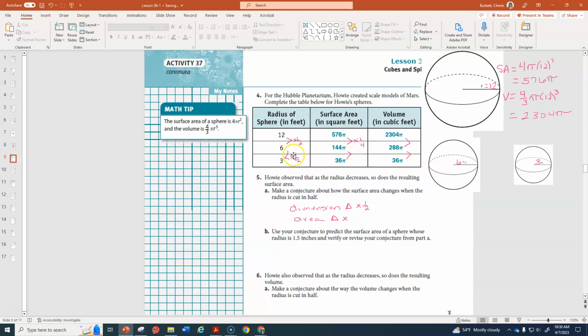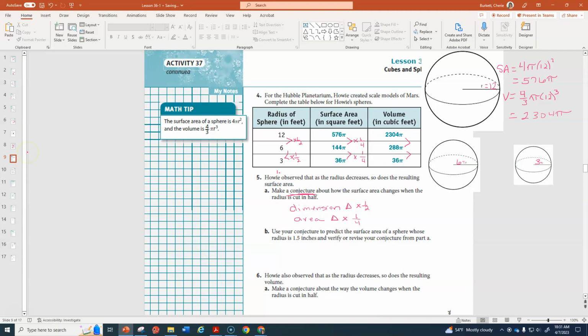I think the same thing happened right here because this is also a change of a half. This is a change of 144 divided by 4 gives you 36. So the conjecture here is that as my dimension changes by a half, my areas change by 1/4. That's my conjecture. Okay, it says now use your conjecture to find if it has a radius of 1.5.